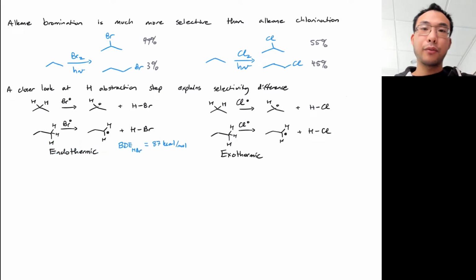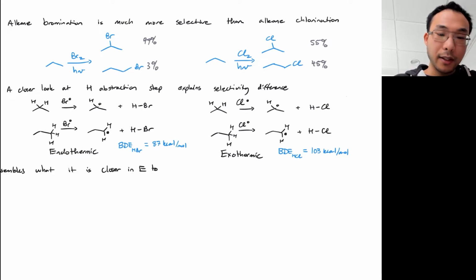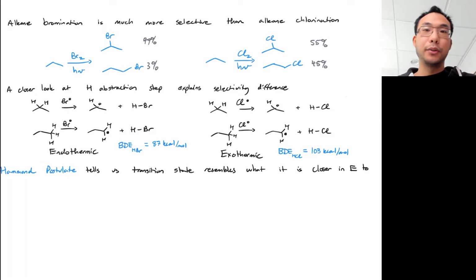If you look at HBr, its bond dissociation energy is 87 kilocalories per mole, while if you look at HCl, its bond dissociation energy is over 100 kilocalories per mole. What that means is an HCl bond is much more stable, or lower in energy. It takes much more energy to break it apart. Using all this information, we'll now look at reaction coordinate diagrams and use Hammond postulate thinking to understand why all of this leads to a differing outcome of the two reactions.